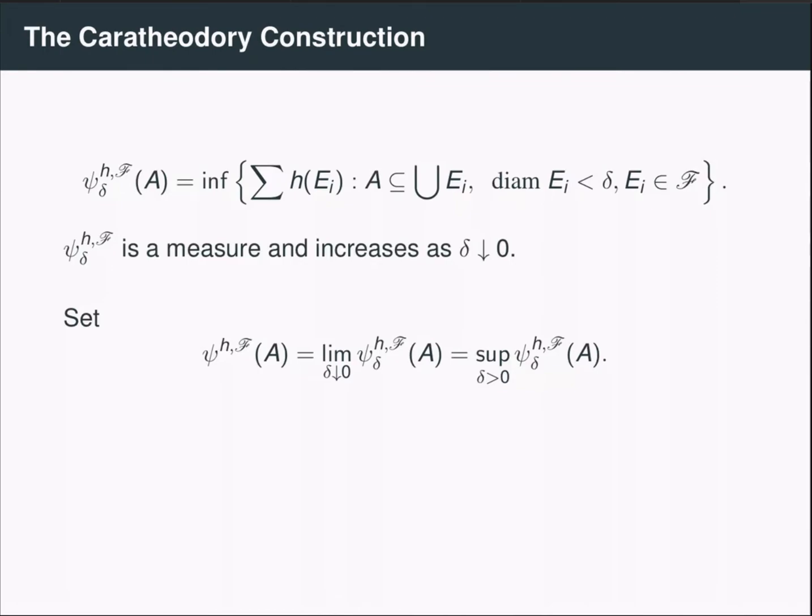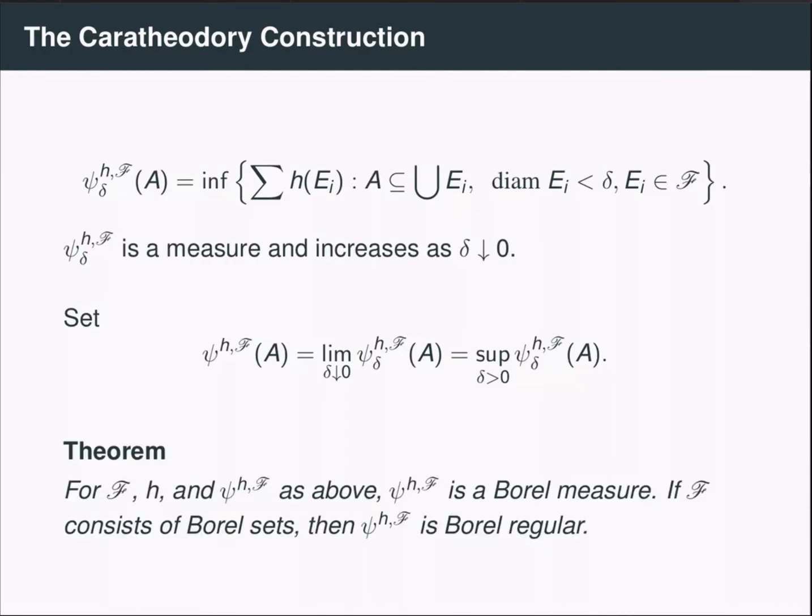The limit of psi delta as delta goes to 0. And because these psi deltas are increasing as delta goes to 0, this is equivalent to just taking the supremum over all deltas. So this function psi now gives us the measure that we want. So for collections of sets F, set function H, and for psi defined as above, the function psi is actually a Borel measure. And in fact, if the collection F consists of Borel sets, then the measure psi is in fact a Borel regular measure.